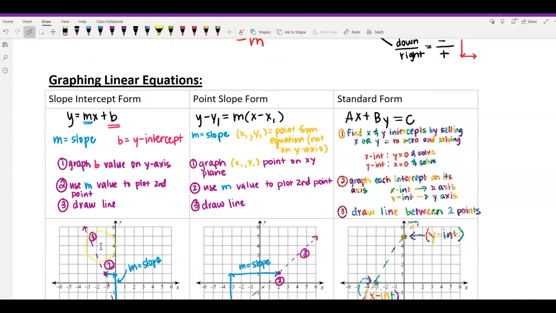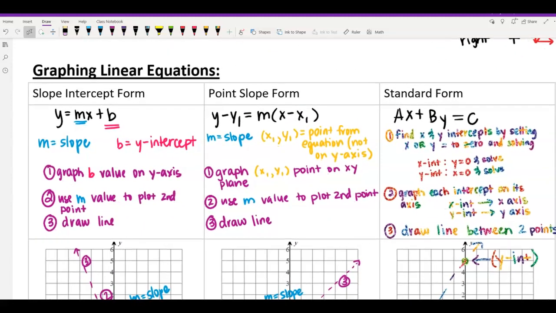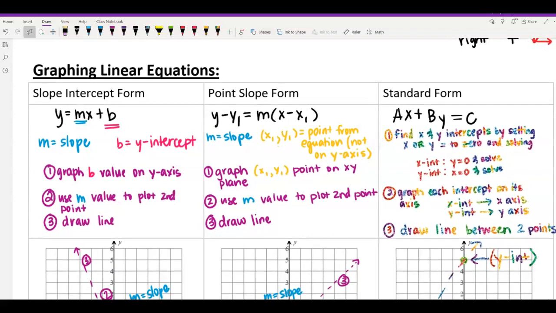So if you remember, there's three different kinds of lines. We talked a little bit about them when we were writing equations. Slope-intercept form, point-slope form, and standard form. Slope-intercept and point-slope, you're going to graph pretty much the same way. You're just going to start in different places.